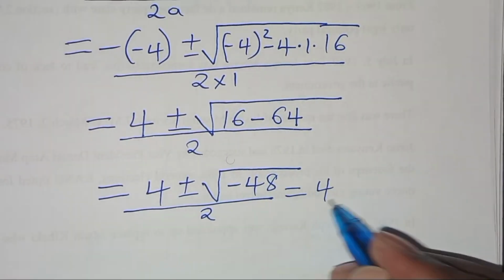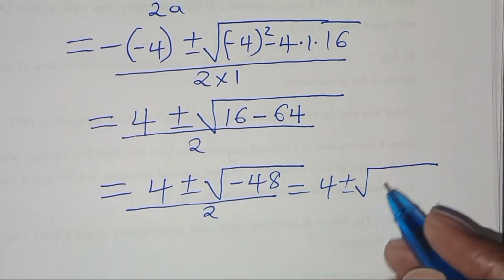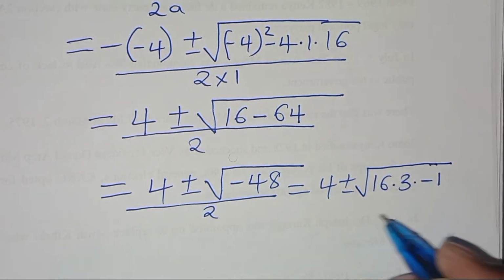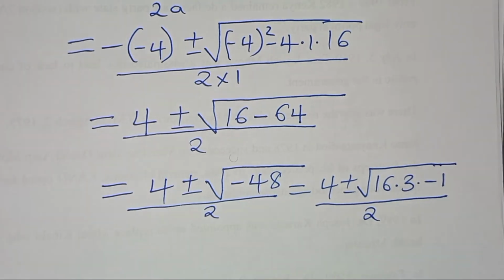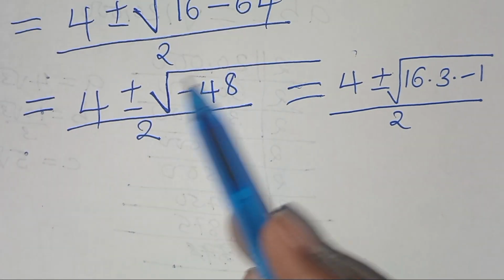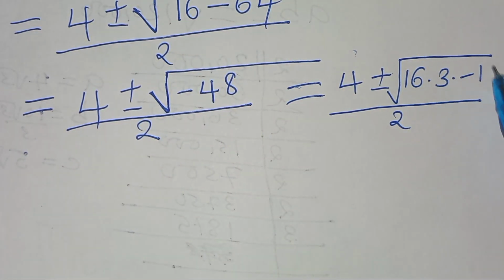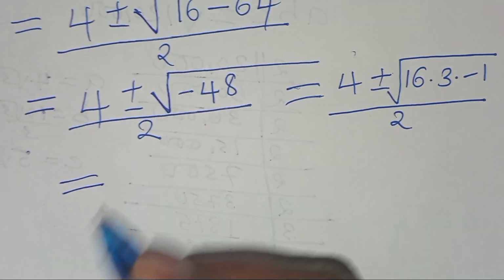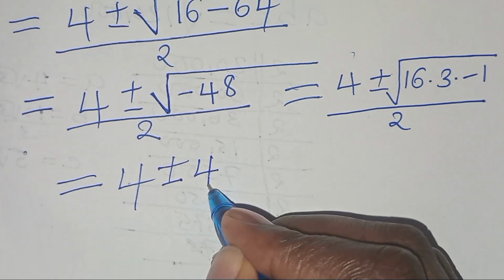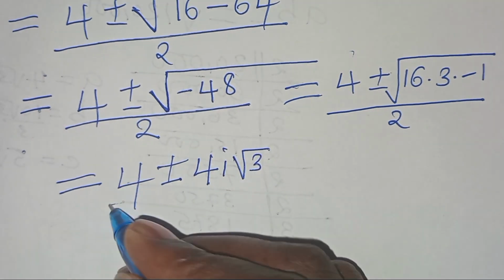Now this is the same thing as 4 plus or minus the square root of minus 48, divided by 2. We can express minus 48 as 16 times 3 times minus 1. So this implies that we have 4 plus or minus the square root of 16, which is actually equal to 4. The square root of minus 1 is i, then the square root of 3, all divided by 2.